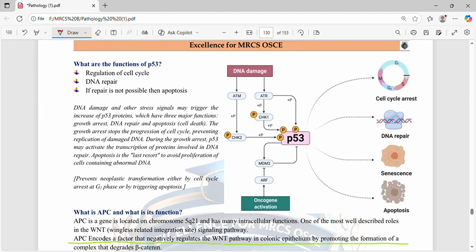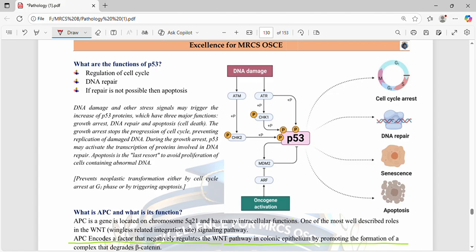What are the functions of P53? It regulates the cell cycle, DNA repair, and if repair is not possible, then apoptosis. It induces apoptosis. That's why we call it a tumor suppressor gene. DNA damage and other stress signals may trigger the increase of P53 protein, which has three major functions: growth arrest, DNA repair, and apoptosis. The growth arrest stops the progression of the cell cycle, preventing replication of damaged DNA. During the growth arrest, P53 may activate the transcription of proteins involved in DNA repair. So if it arrests the cell cycle, it quickly generates proteins which repair DNA.